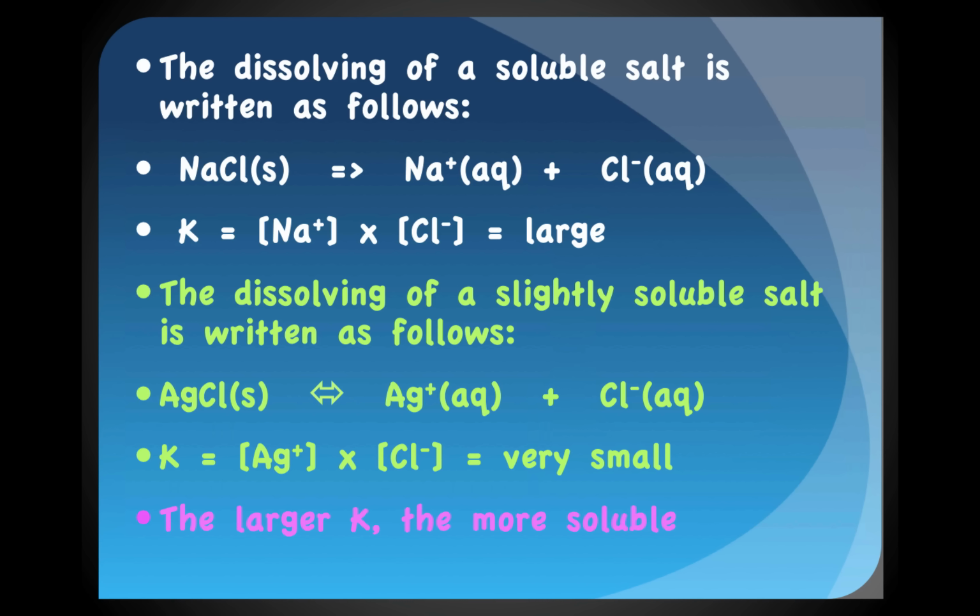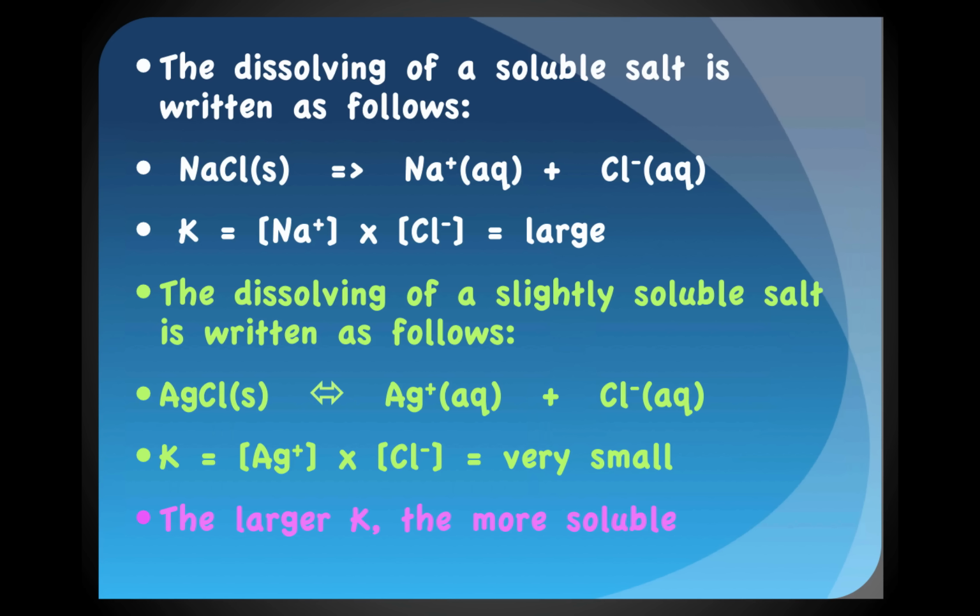Notice that I wrote the dissolving of salt with a single arrow. Do you see that? NaCl solid goes to Na plus Cl negative, a single arrow. No equilibrium is established because the equilibrium constant is so large, the reaction lies completely to the right. That means the sodium chloride solid completely breaks apart into the sodium ion and chloride ion.